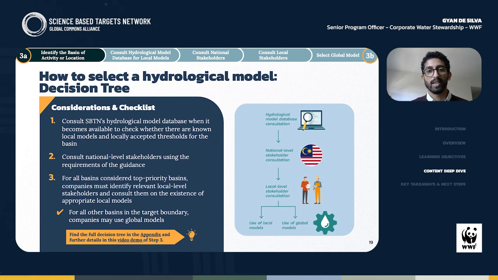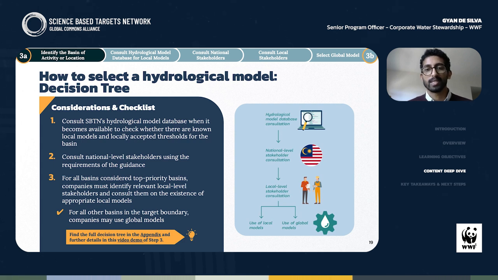For all top basins, they must identify local level stakeholders and consult them on the existence of appropriate local models. If there are no appropriate local or global models available, companies shall continue to consult the SBTN Basin Threshold tool annually to see if a local water model has been included, and in the meantime consider options at their disposal, which we will cover shortly. For all other basins in the target boundary, companies may use global models to set and have validated targets. You can find the full detailed decision tree in the appendix of this guidance.